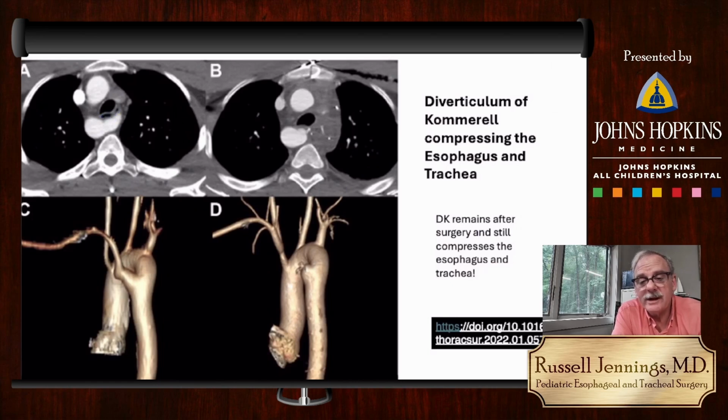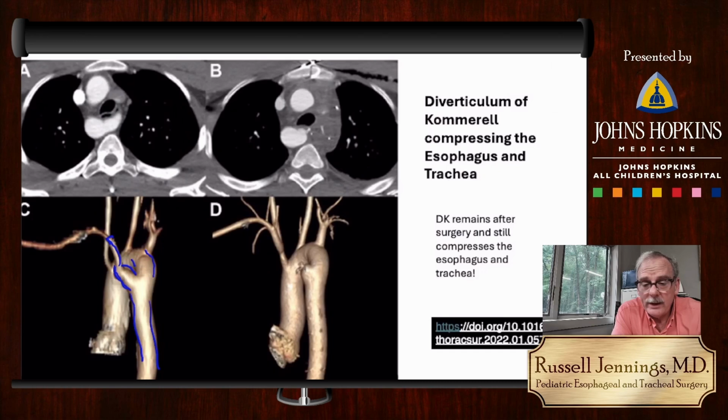We can see the diverticulum of Kommerell on this reconstruction angiogram from the back. Here's the descending aorta. Here's the arch, which is on the right side. And you can see the diverticulum of Kommerell is right here, and the aberrant subclavian artery is right there. So you can see how it's much bigger than the subclavian artery.